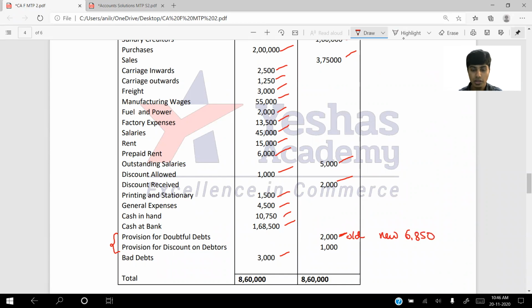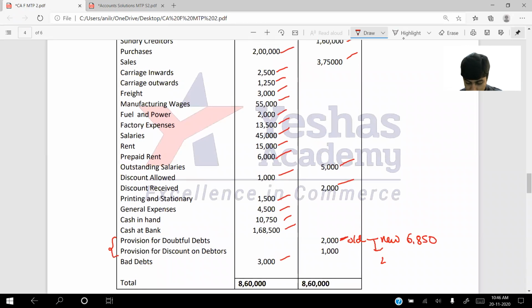6,850. Now, how much is the provision to be created? 6,850 should be the provision, but actually the provision is 2,000. If I subtract 2,000, 4,850 is the expense. This is the provision to be created. The provision that you have is 2,000. The provision that you should have is 6,850.